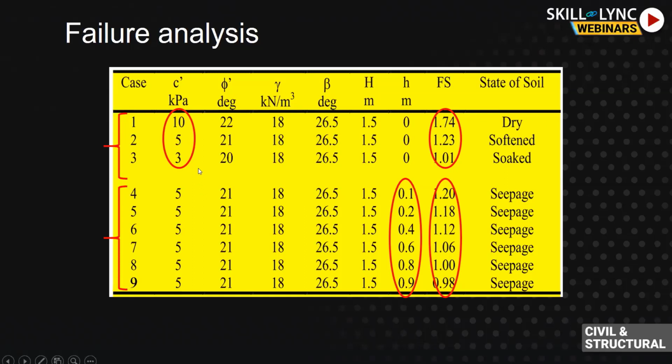In the first possibility, the cohesion of the soil was decreased from 10 kilopascals to 3 kilopascals. In the first case, the cohesion was 10, and you can see that the safety factor is 1.74. When you have a cohesion of 10 kilopascals, the slope is likely to be stable with a safety factor of 1.74. But when the cohesion was reduced to 3, we can see that the safety factor reduced significantly, and it is only slightly more than 1. So that's the first possibility.